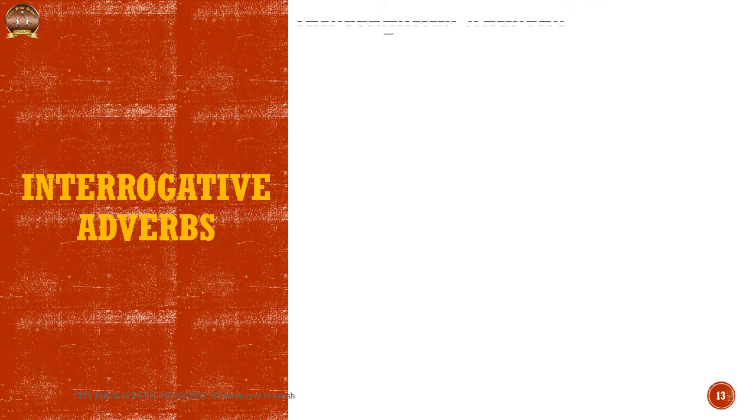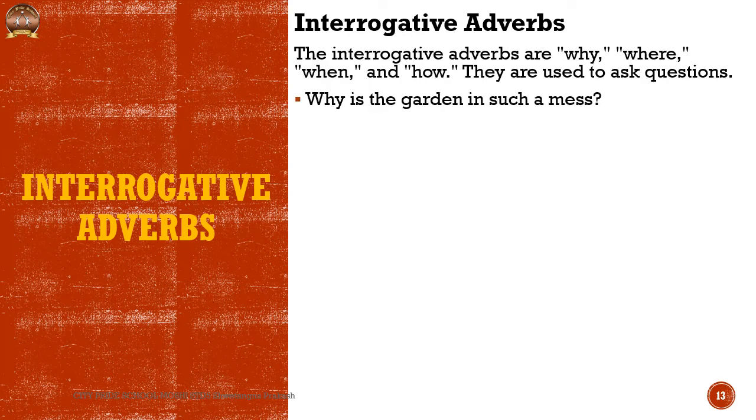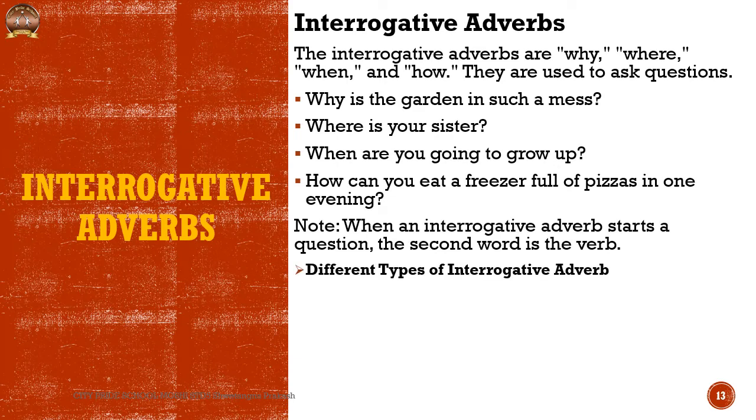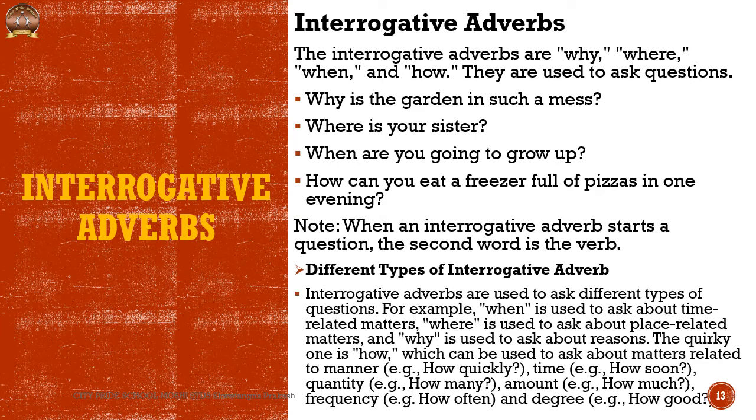Then interrogative. Why, where, when and how. These are the words we mostly use. And an interrogative adverb starts a question. And remember, the second word after it will always be a verb if it is used as an adverb.